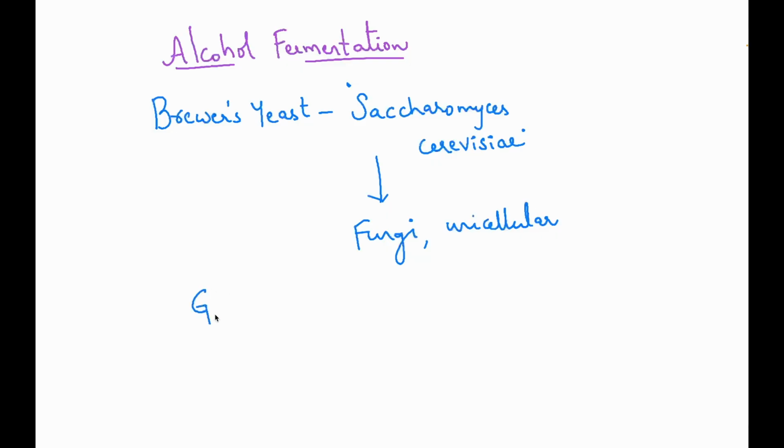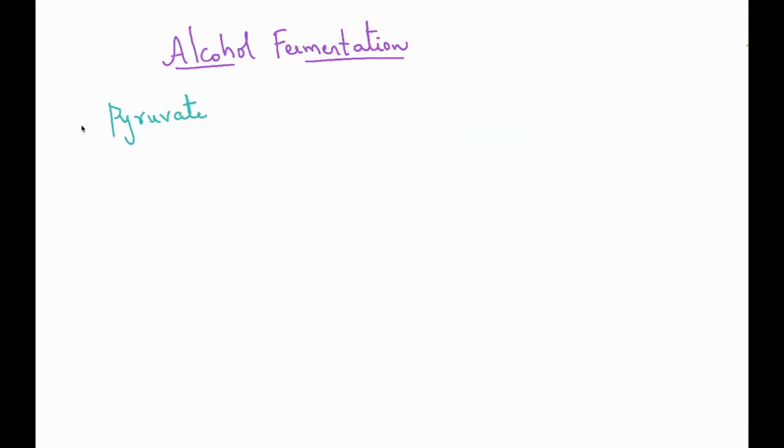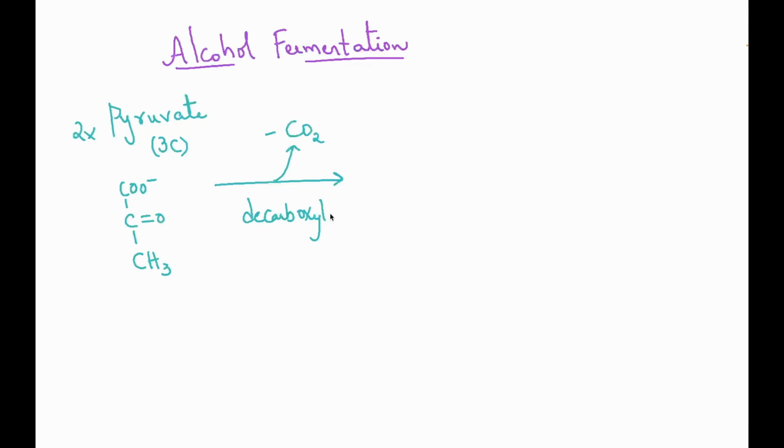The first step here is again the conversion of glucose to two molecules of pyruvate. So we have two molecules of pyruvate, which is a 3-carbon compound, CH3. This is the structure of pyruvate. Now pyruvate undergoes a decarboxylation reaction. Decarboxylation because it is losing a molecule of carbon dioxide, to produce two molecules of acetaldehyde.